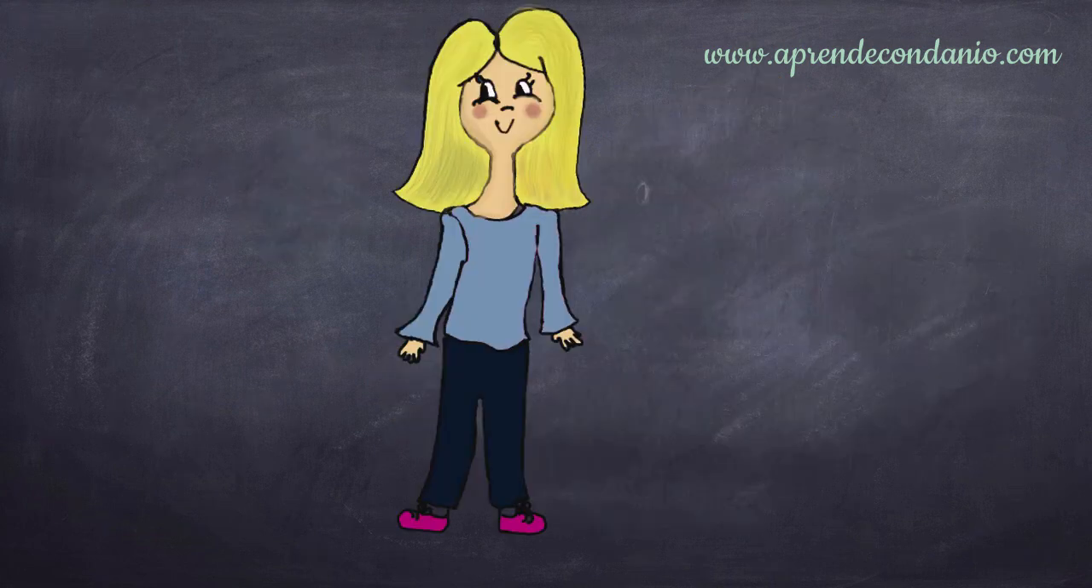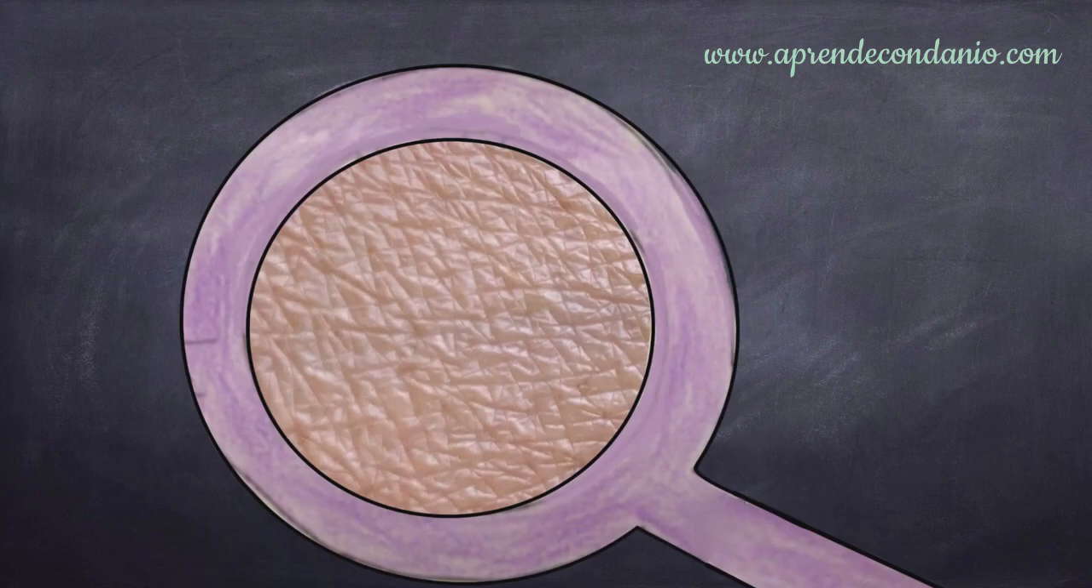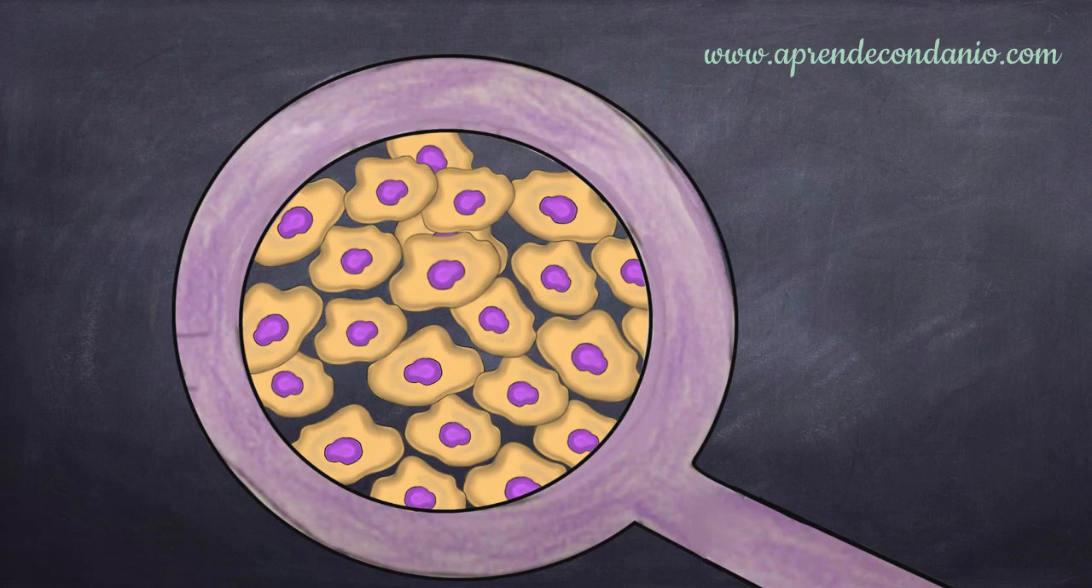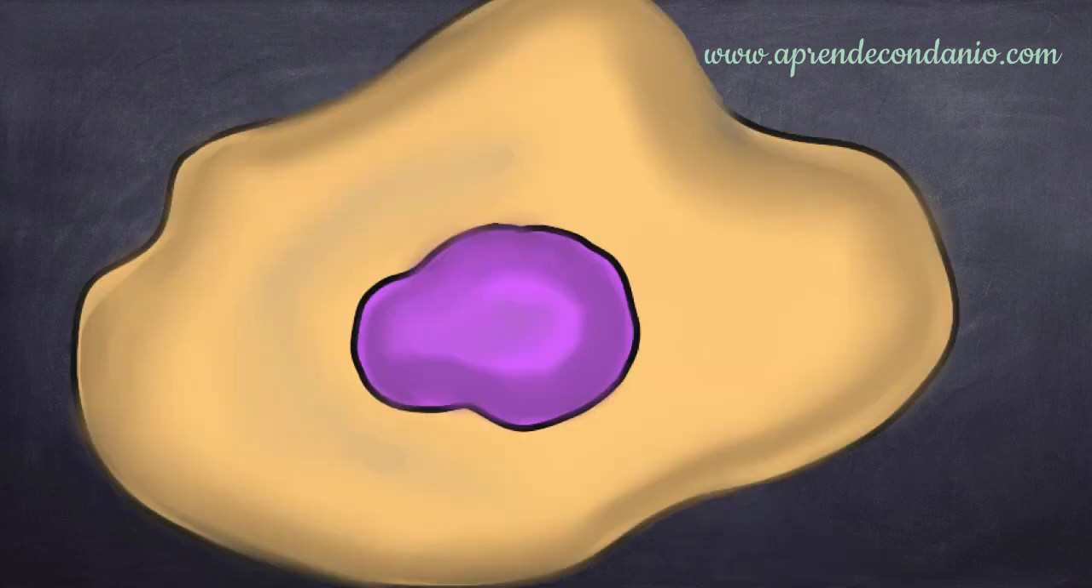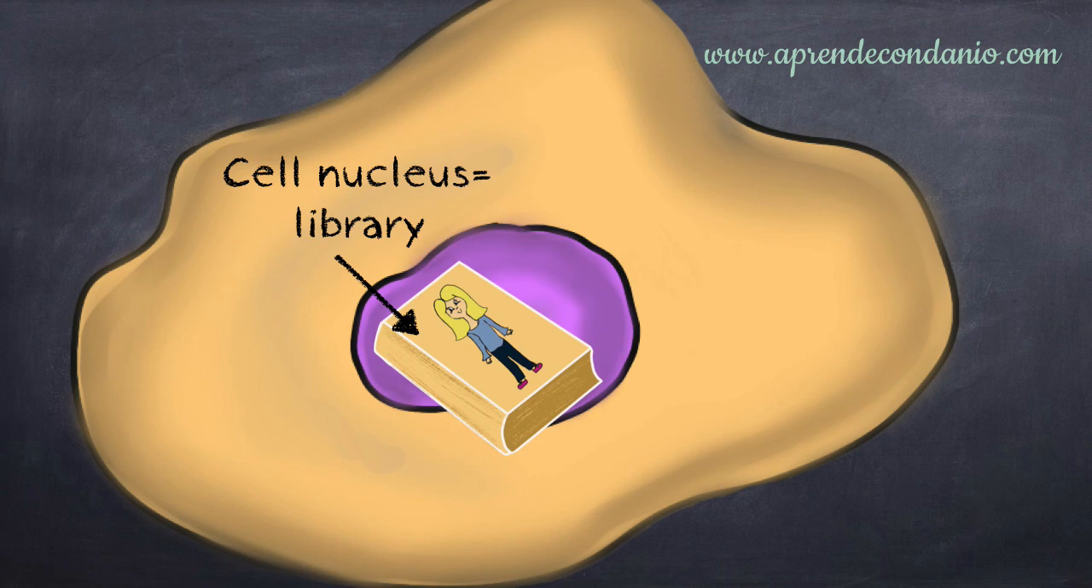If we were to look closer and closer, and even much more, we will realize that all living things are made up of bricks called cells. In the center of each of these cells, in what we call the cell nucleus, there is a library of recipe books. In those books, you will find very detailed instructions of how to make one of each of us.